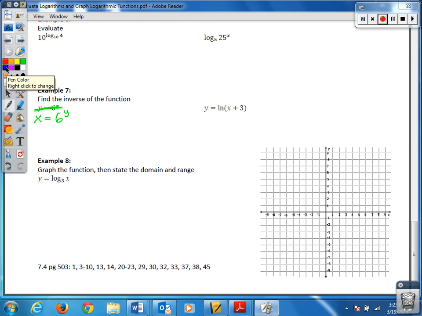Okay, so we're going to need to rearrange this to get y equals something. So to do that, let's take the log base 6 of both sides. So we have this exponent with 6 to the y, where 6 is the base of the exponent. So let's take the log base 6 of both sides to get rid of that. So we'll do the log base 6 of x equals the log base 6 of 6 to the y. All right, so then the bases will cancel each other off. The log base 6 of 6 to the y cancels away, and we just get y equals the log base 6 of x. That is the inverse function.